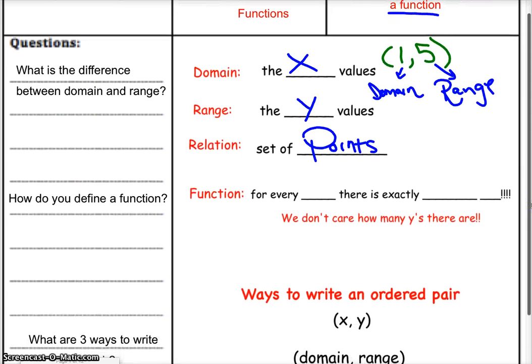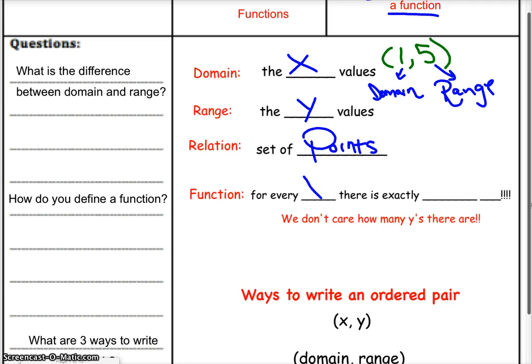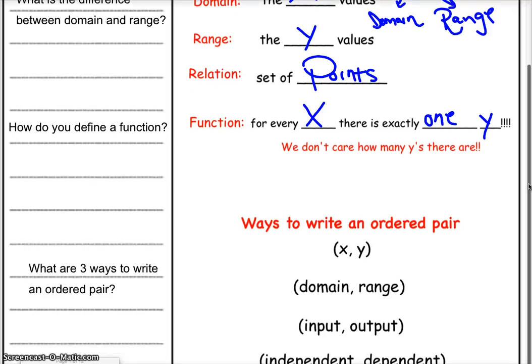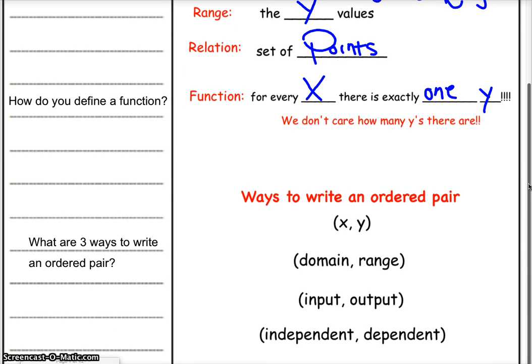In the definition of a function, this is huge. For every x, for every single x, there is only one y. If x goes to more than one y, it's not a function. So a function means that for every single x, there is exactly one y. And then I have in red, we don't care how many y's there are, because that's not the definition of a function. We only care how many things an x goes to. That's all we care about.